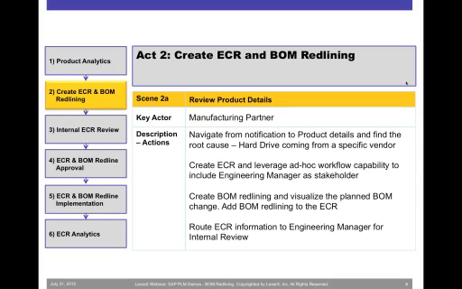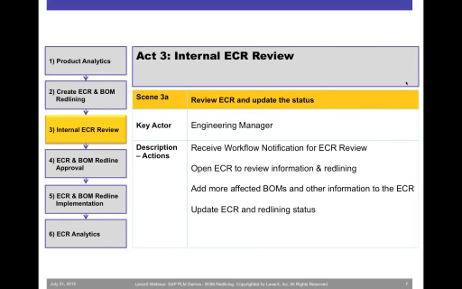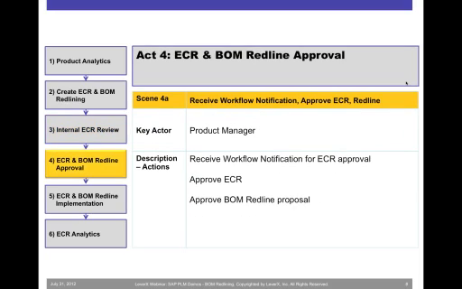He will also, she will create a BOM redline and visualize the planned BOM change. Add a BOM redline to the ECR. Then they will route the ECR information to the engineering change manager for its internal review. That brings us to scene 3, where the engineering manager will receive the workflow notification for the ECR. They will open up the ECR to review the information and the attached connected redline, add more affected BOMs from other information to the ECR, and then update the ECR and the redlining status for further review and approval.